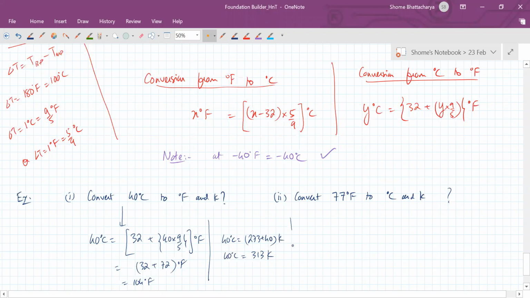Now, for some historical reasons, Kelvin is never written with a degree. It's an interesting reason. I'll find that out later, why that is the case. Yes, very good. That's correct for the second part also. Rupesh, your answer is correct.